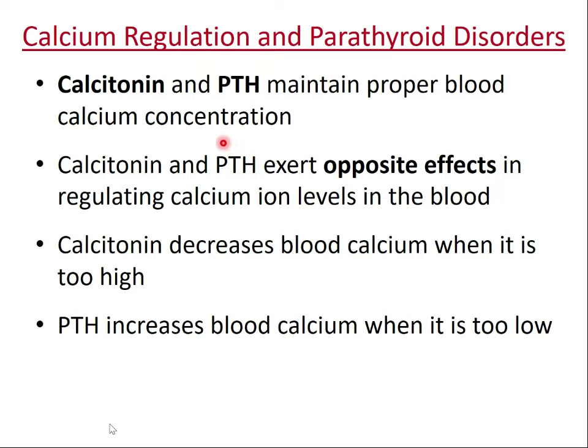There is also another hormone known as calcitonin, which does the opposite function of parathyroid hormone. So these two hormones in balance will be able to regulate the calcium levels in the body. Calcitonin and parathyroid hormone have opposite effects.